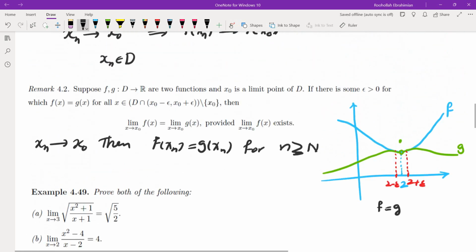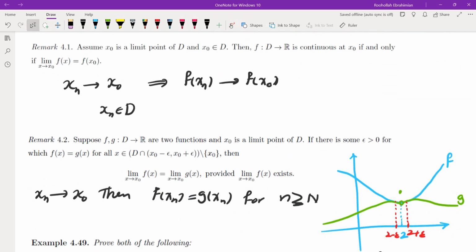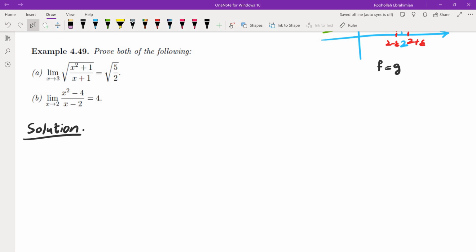So again, just to recap, in remark 4.1, we noted that continuity is the same as limit equals the functional value. And in remark 4.2, we noted that the limit is the same for two functions as long as the two functions are the same over some interval containing the given point, except at that given point. Okay, so let's look at an example.